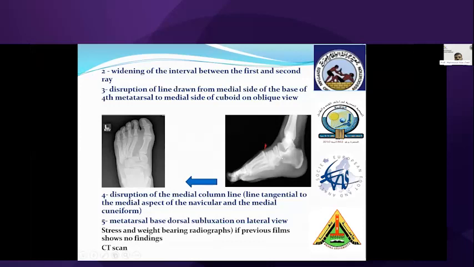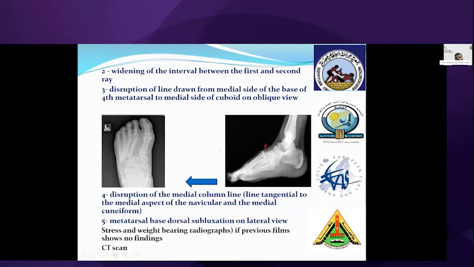And maybe we have a dorsal-based subluxation on the lateral view, and maybe disruption of the medial column, which is a longitudinal line from the medial aspect of the navicular and medial cuneiform.